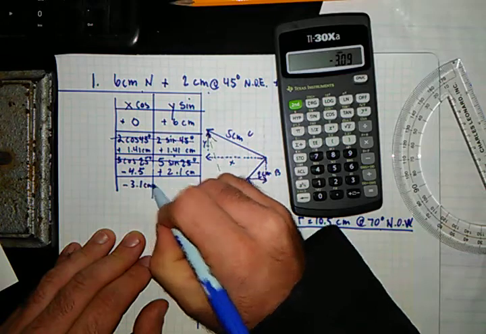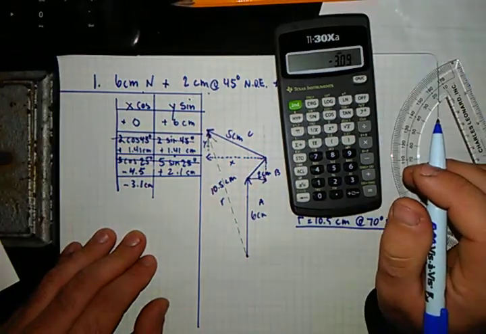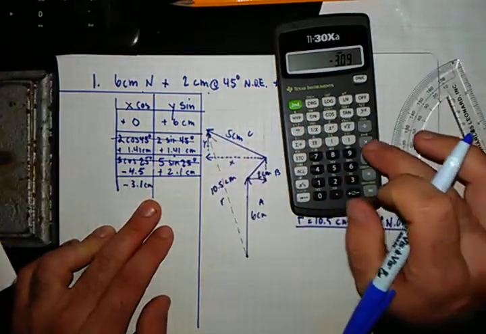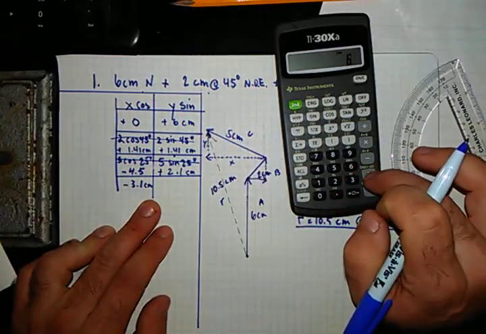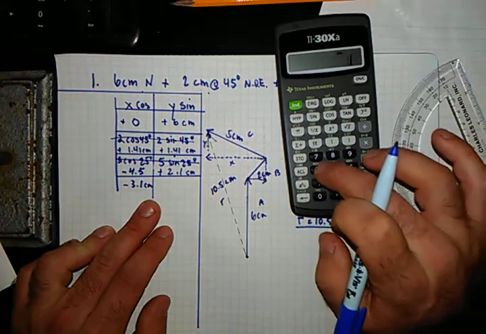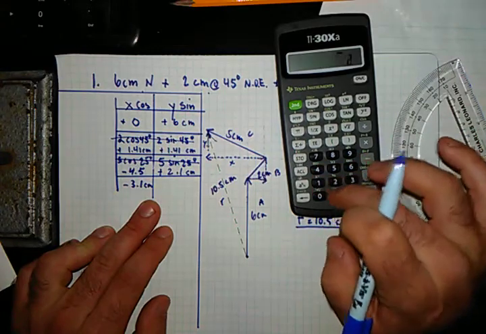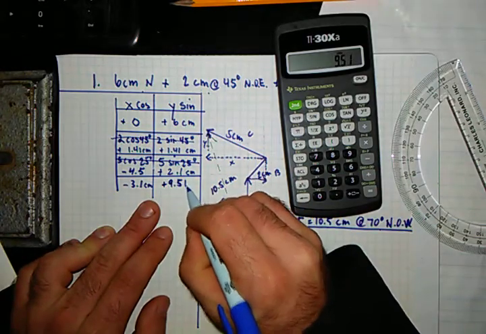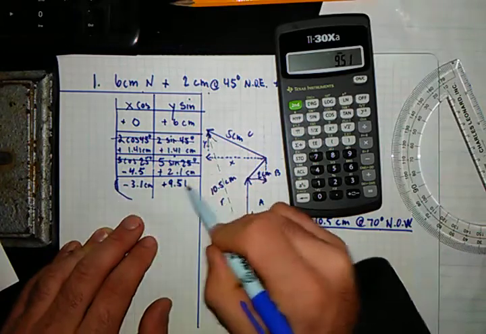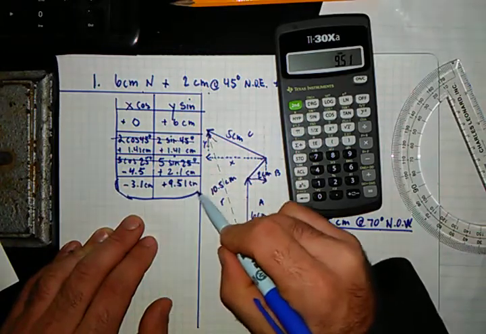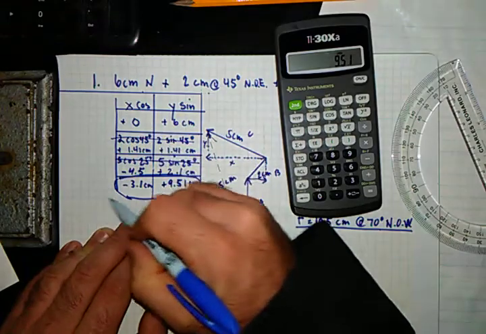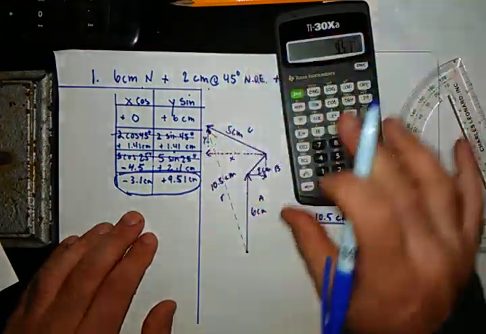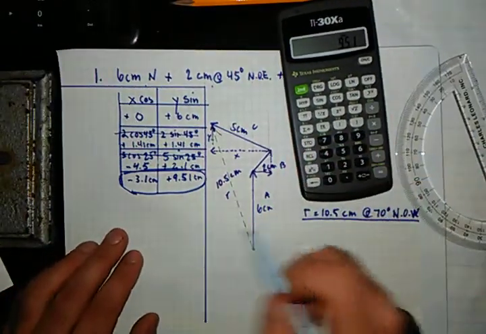Okay, got negative 3.1 centimeters on one side. That represents all of the x's. And the y side, I've got 6 plus 2.1. So here is what I've got for my x total and my y total. So we'll see what that looks like here. Let's add up the vectors.